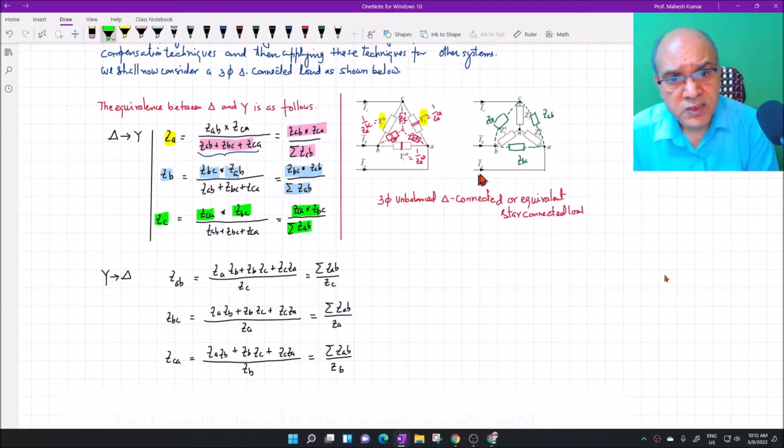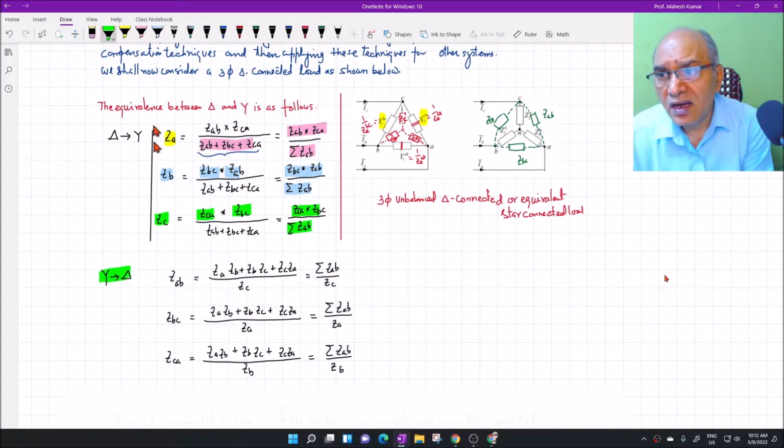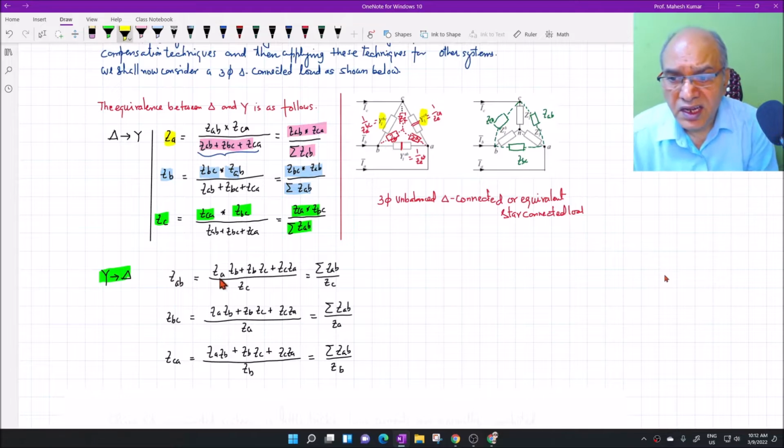Also, we can express the star to delta. In star to delta, we are given ZA, ZB and ZC, and we have to find what is ZAB, what is ZBC, what is ZCA.